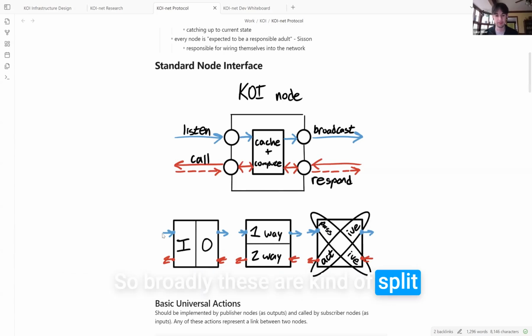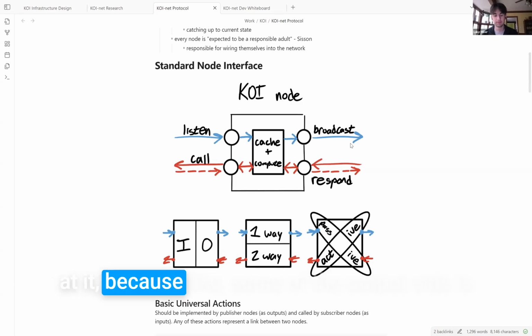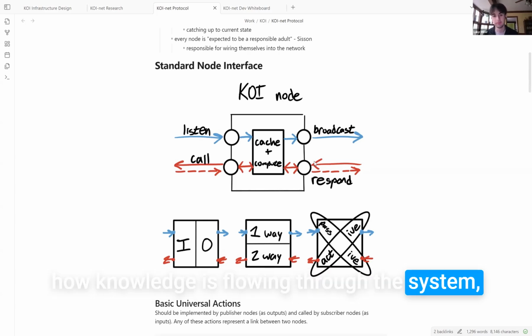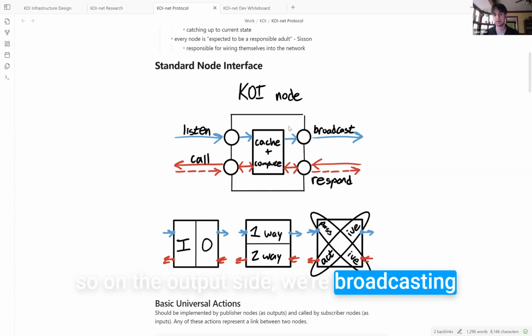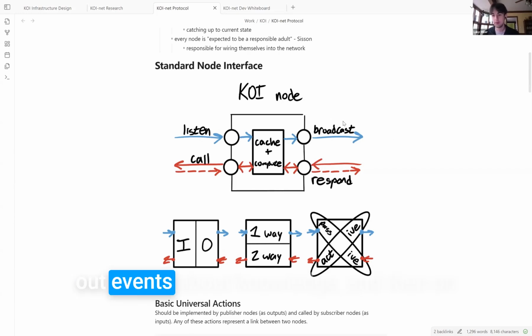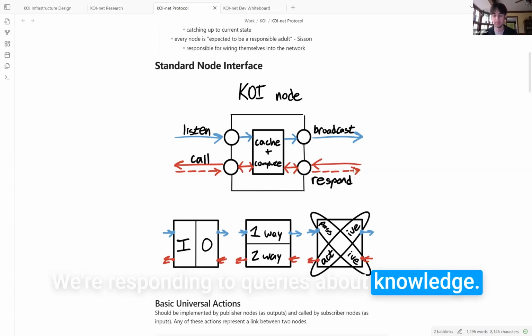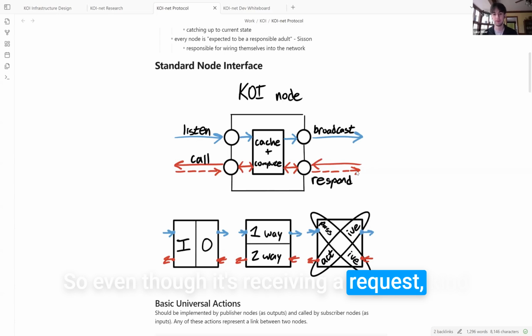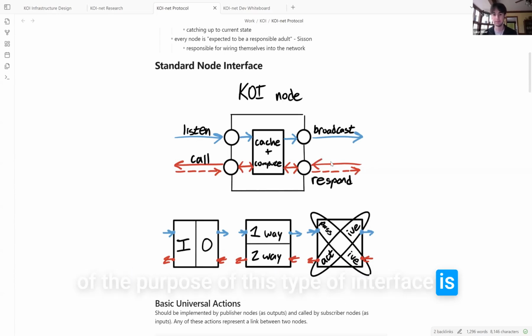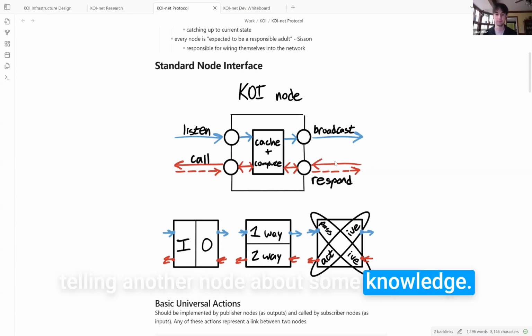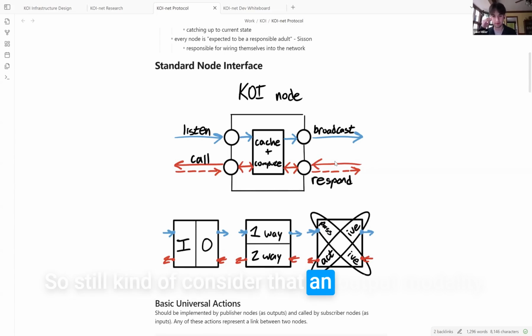Broadly, these are split into an input and output side, which is a little bit of a weird way of looking at it, because some of the output side is pointing inward and some of the input side is pointing outward, but it's from the perspective of how knowledge is flowing through the system. On the output side, we're broadcasting out events about knowledge. And on the two-way communication side, we're responding to queries about knowledge. So even though it's receiving a request, the purpose of this type of interface is telling another node about some knowledge, so I still consider that an output modality.